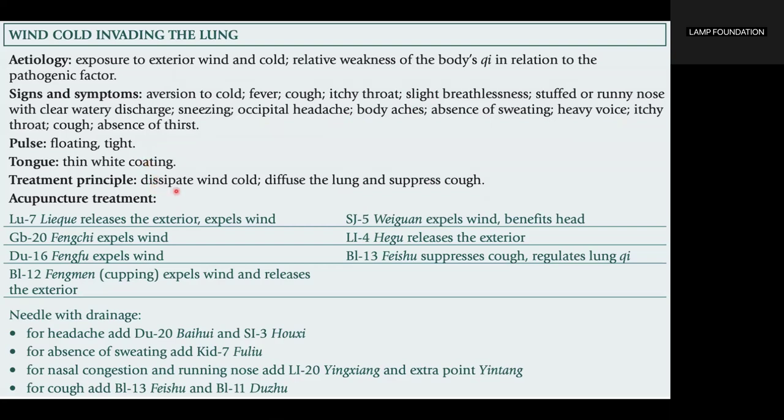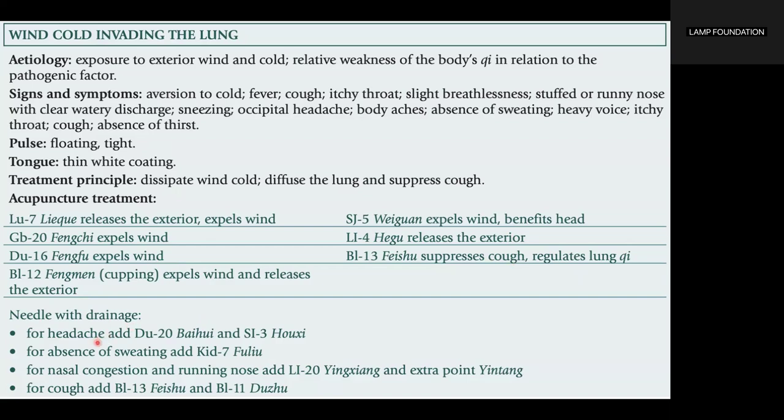The treatment principle is to dissipate wind cold, diffuse the lung, and suppress the cough. Acupuncture treatment: we use Lung 7 to release the exterior and expel wind. Gallbladder 20 to expel the wind, as well as Du 16. Bladder 12, we use cupping to expel wind and to release the exterior. Sanjiao 5 to expel wind, and this can benefit the head. We use LI4 to release the exterior and Bladder 13 to suppress the cough and regulate the lung qi. We needle using drainage or sedation.